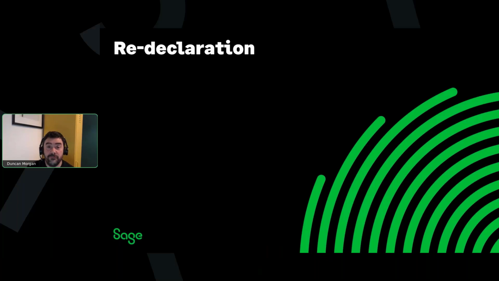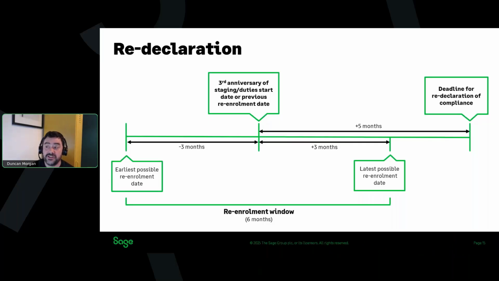The other thing you need to do within 5 months of the 3rd anniversary of your duty start date or previous re-enrolment date is your redeclaration of compliance. And that's just a reminder there of the timeline. It's all based around the 3rd anniversary. You choose your re-enrolment date within that 6-month period, but the deadline for your re-compliance or redeclaration of compliance is 5 months after the anniversary date.